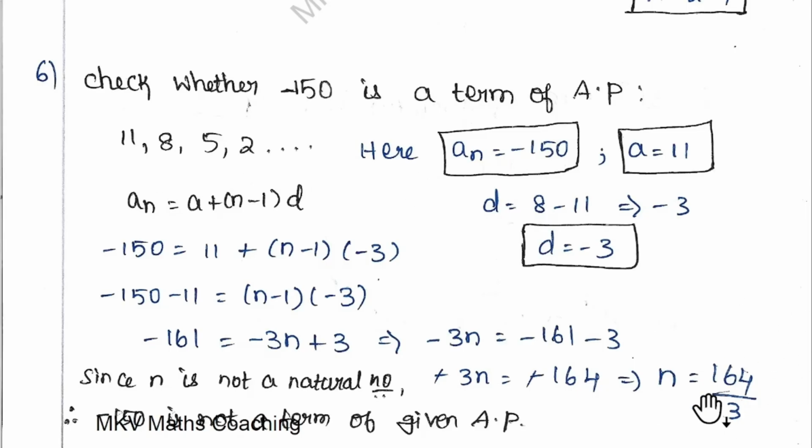When you end up with a fractional value of n, you can say that this number does not belong to this series. Minus 150 is not a term of the given AP.